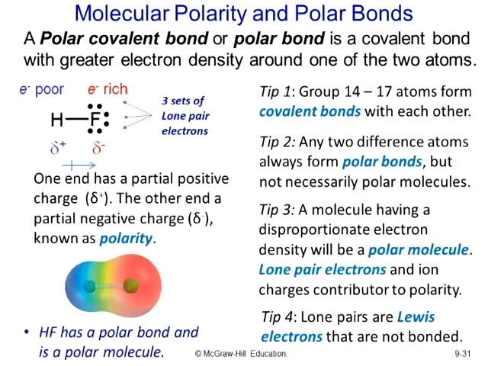So let's talk then about molecular polarity and polar bonds within molecules, within compounds, within structures. A polar covalent bond, or polar bond, is a covalent bond with a greater electron density around one of the two atoms in the molecule. So in other words, there will be a shift towards one atom in the molecule or compound over the other.